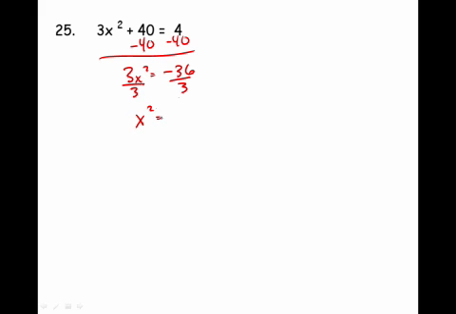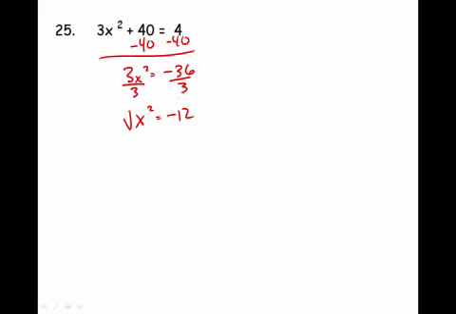Number 25. I have an x squared, but I don't have any x's. So really all I need to do is try to get the x's all by itself. To do that, I want to subtract 40 from both sides. So I get 3x squared is equal to negative 36. Now I'd want to divide both sides by 3, so I get x squared is equal to negative 12.